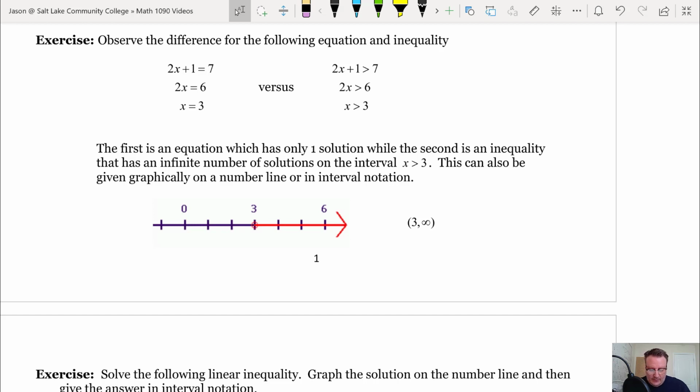So notice that the equation has only one solution, while the inequality has an infinite number of solutions. It's everything on the interval x greater than 3. And you see here they've used a little open circle at the point 3 to indicate that we exclude that from our solution set.